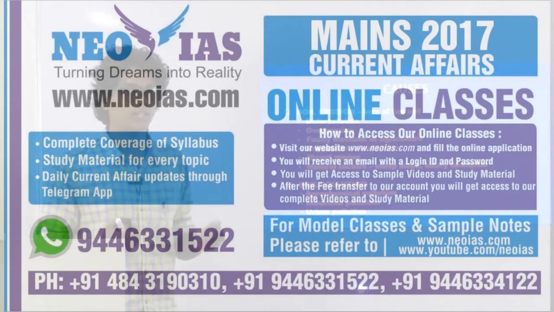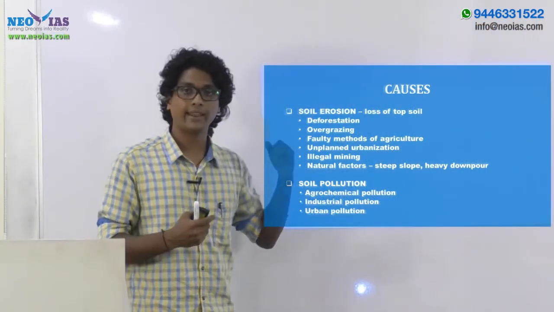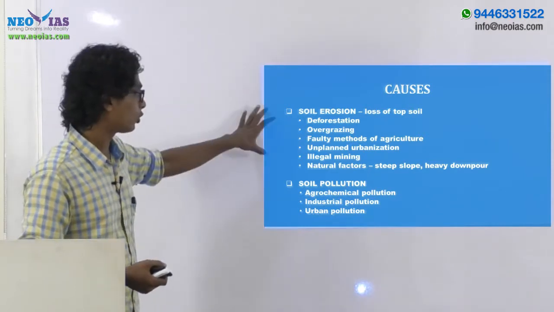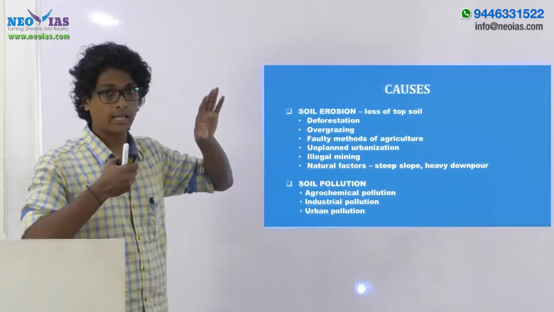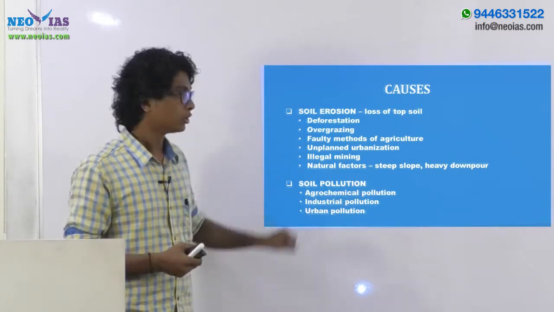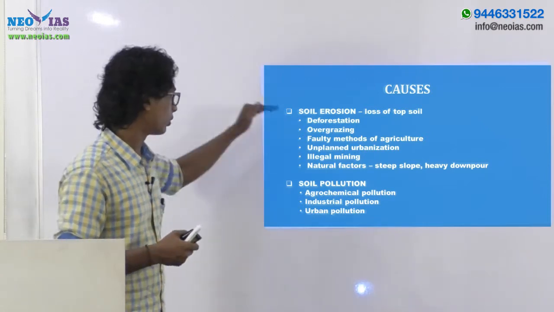Mainly, soil degradation is caused through three types, or you can say three processes, which are soil erosion, soil pollution, and soil alkalinity or salinity. Among them, soil erosion is very, very important. They can ask separately regarding soil erosion as well as soil pollution. So the first cause of soil degradation should be soil erosion.